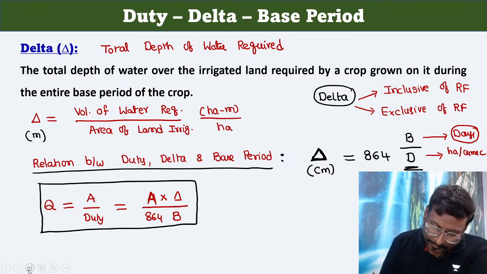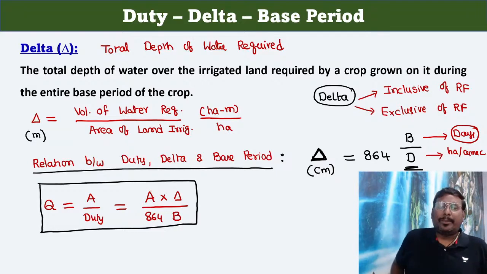So you can write area into delta. Please understand, area into depth is volume.